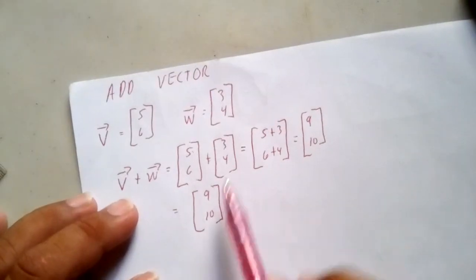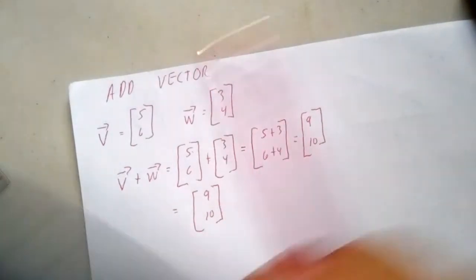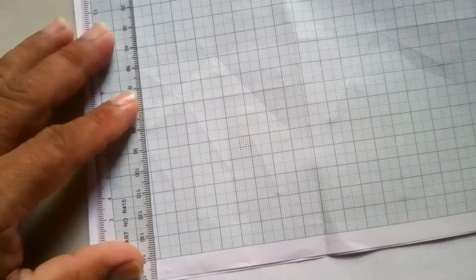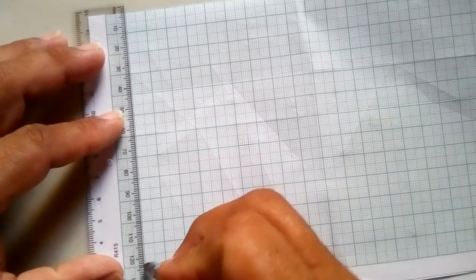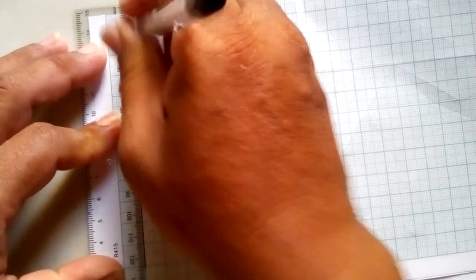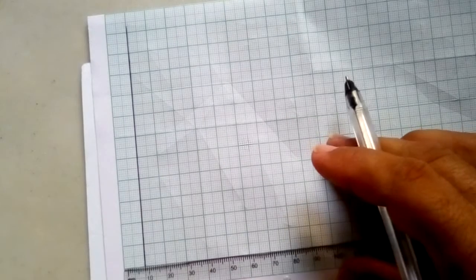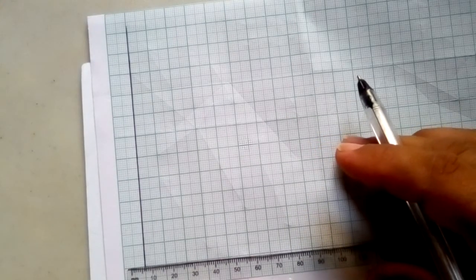Then I'm going to show this now on the graph. I'm going to use this for the graph. Okay, so let's start. I'm going to start from this part so that it can fit for this purpose. So I'm going to put here my line, and I'm going to put the other one in this direction.